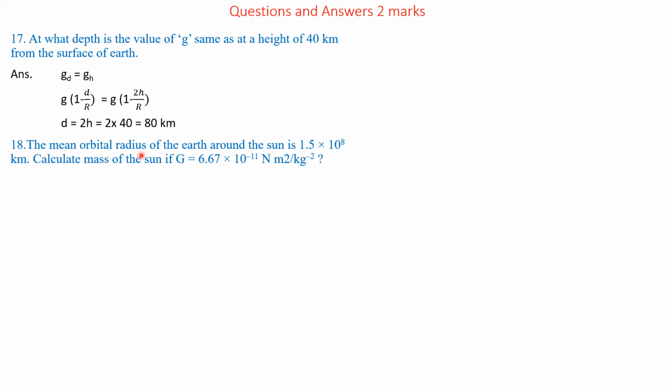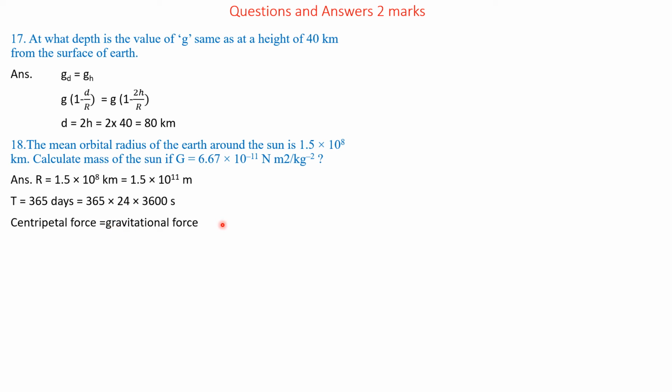Question number 8. The mean orbital radius of the Earth around the Sun is 1.5 into 10 to the power of 8 kilometers. Calculate the mass of Sun if G is equal to 6.67 into 10 to the power of minus 11 Newton meter square per kg square. Therefore, R is equal to 1.5 into 10 to the power of 8 kilometers, that is equal to 1.5 into 10 to the power of 11 meters, converting kilometers into meters. Therefore, T is equal to 365 days, that is equal to 365 into 24 into 3600 seconds, converting days into seconds.